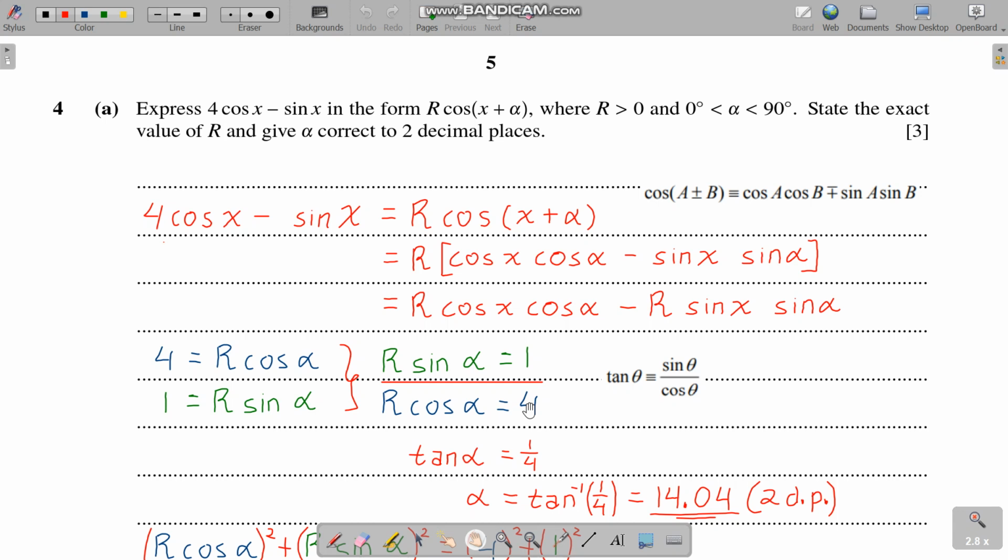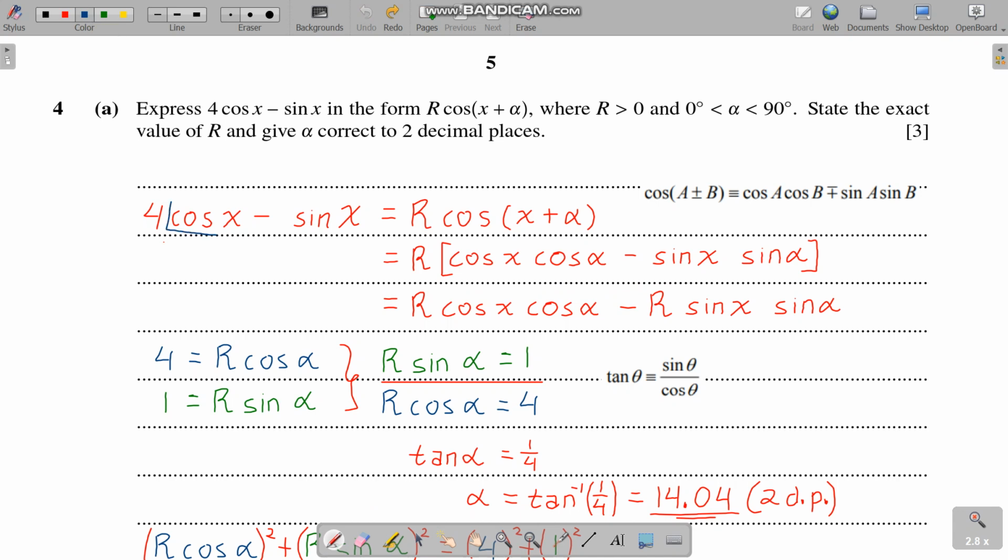About trigonometry. So express cos x minus sin x in the form R cos(x plus alpha). The first thing we need is the MF19 compound angle formula for cos plus. So for cos plus we have cos minus sin. So we have R times cos, R times sin here, and now we analyze the coefficients.